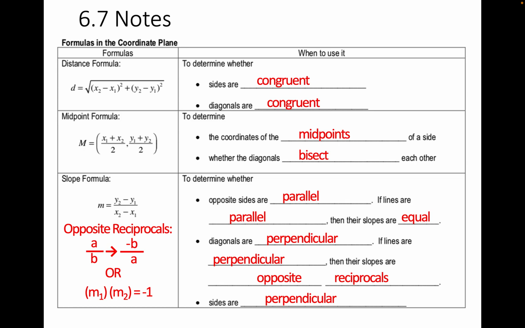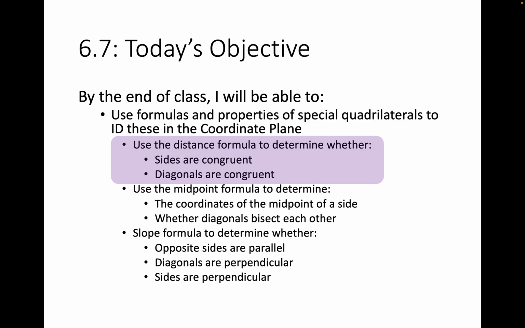All right, so that's all we have for notes today. So now let's do some example problems. Again, our first objective was to be able to use the distance formula to help us classify quadrilaterals in the coordinate plane. So let's do that.